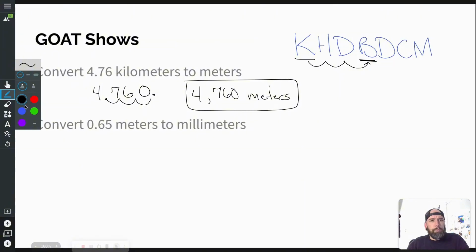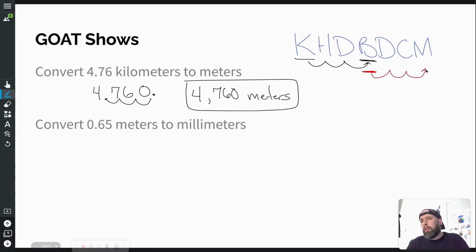Convert. Are we just going back? No, we're not. Convert 0.65, 65 hundredths of meters to millimeters. So we're getting smaller again. So we're starting with the base, which is meters, and we're going to the right 1, 2, 3 spaces.